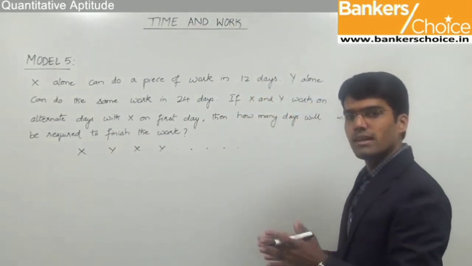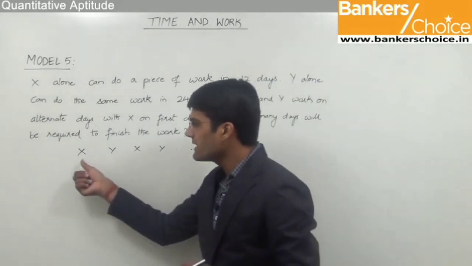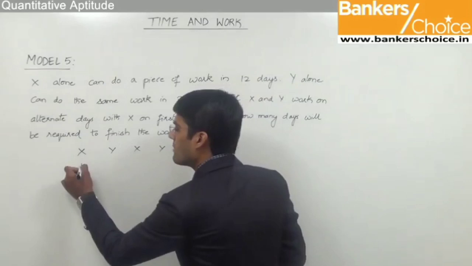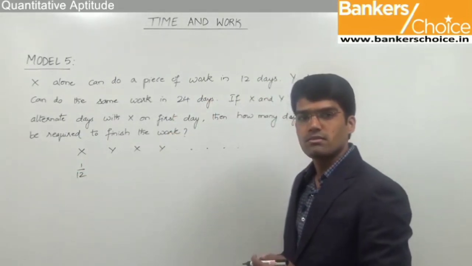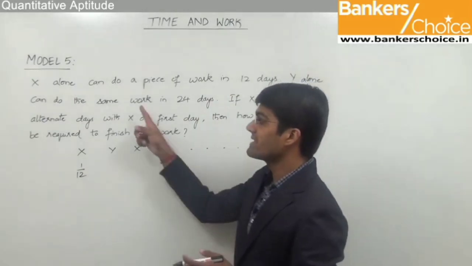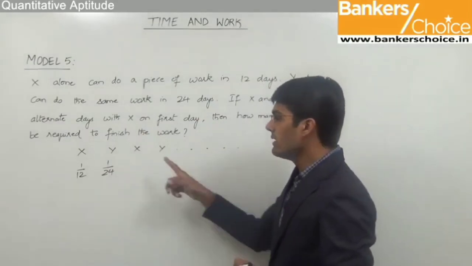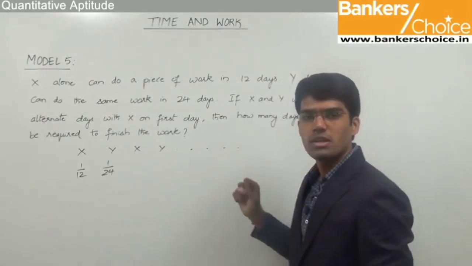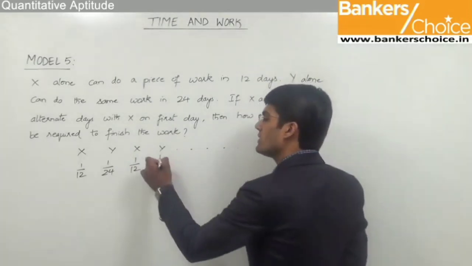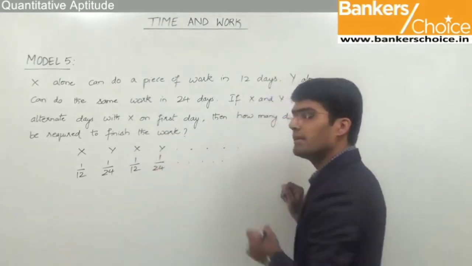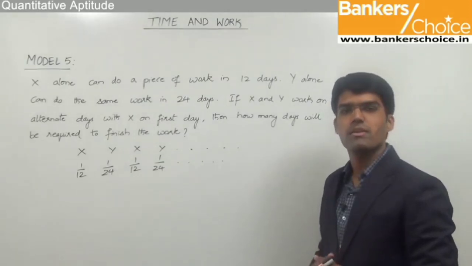Now going by the work done in one day, we know that X can finish the work in 12 days. So the amount of work that he can finish on the first day will be 1 by 12. Similarly, Y can finish the work in 24 days. So the amount of work that gets over on the second day will be 1 by 24. Again on the third day, as X is working, he can finish 1/12 of the work. So on the third day we get 1/12 of the work done. Again on fourth day 1 by 24, and this chain continues till the total work is over. So here we are supposed to find out the total number of days required.